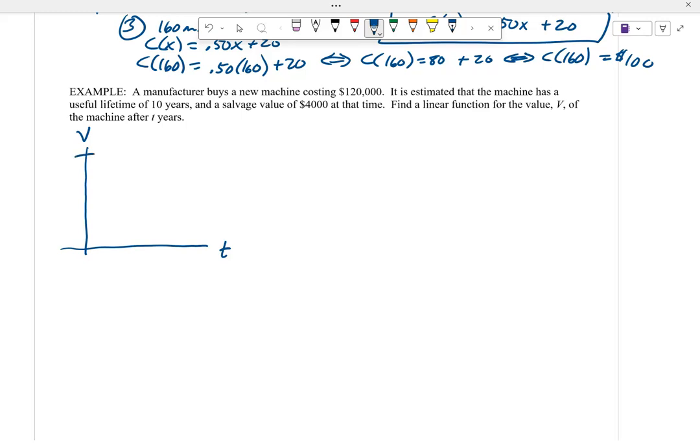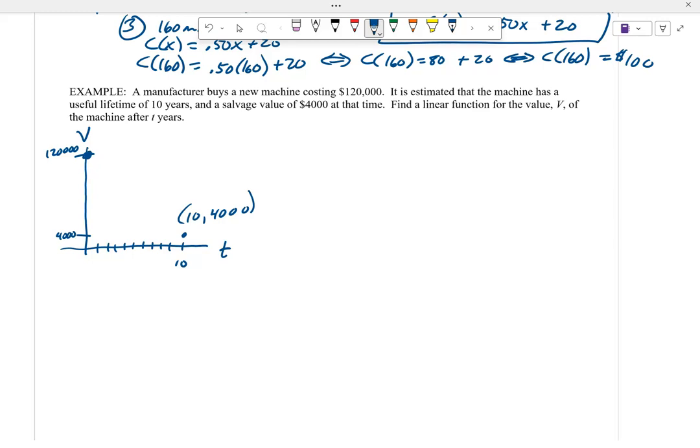So right here in year 0, it's worth $120,000. It's kind of like a car, right? The car's going to go down in value. We got a machine here, but they're saying instead of exponential decay, it actually just goes down in value linearly. So 10 years later, I mean, this is not very accurate, but 10 years later, it's only worth $4,000.